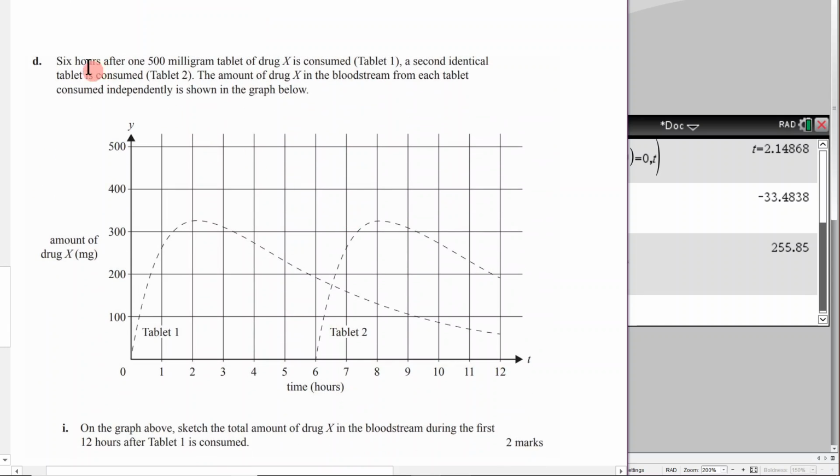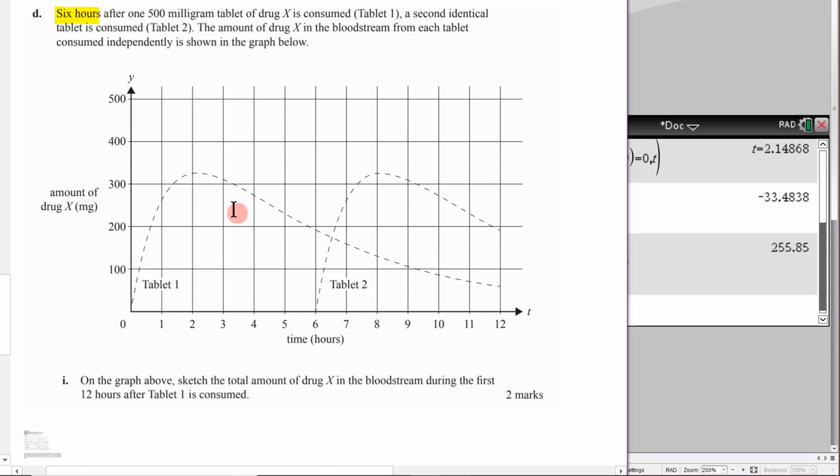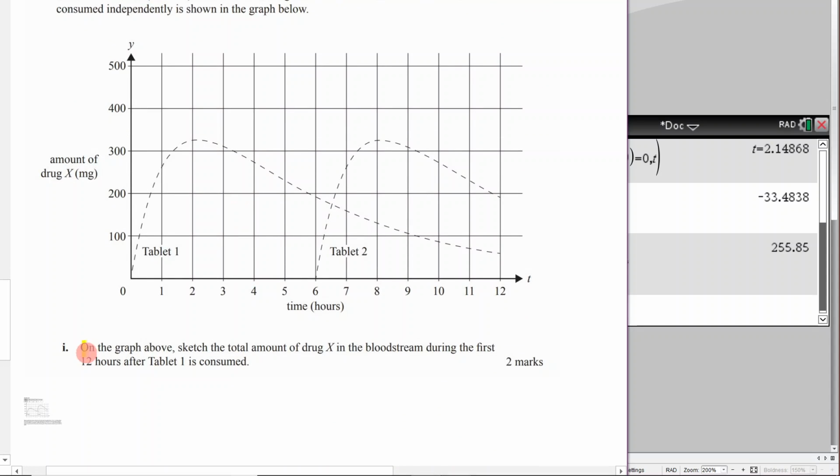Next one, 6, and let me get my highlighter. It says 6 hours after one 500 milligram tablet of drug X is consumed, a second identical tablet is consumed. The amount of drug X in the bloodstream for each tablet consumed independently is shown in the graph below. The first thing that we need to do, on the graph above, sketch the total amount of drug X in the bloodstream during the first 12 hours after tablet 1 is consumed.